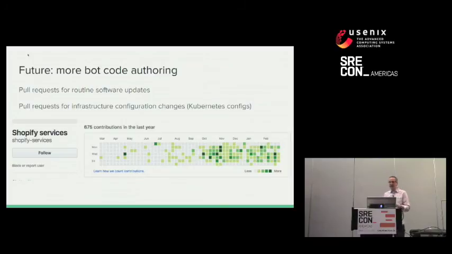So we definitely like to push more on this on the automation side. This is actually the contribution graph of our Shopify services bot, and it's on track to beat me in amount of productivity in a year. So we'd really like to push on this and start to do things like automatic updates. For example, very routine software updates. No reason why a bot couldn't open a PR for you at least, and have it run through CI and get you going on that.